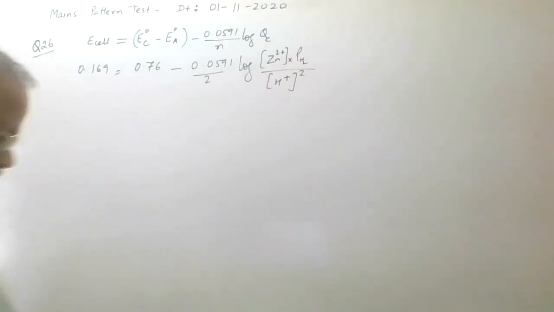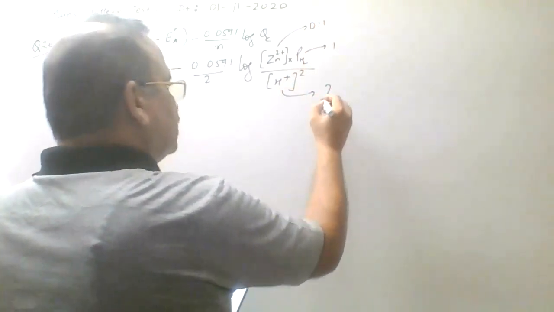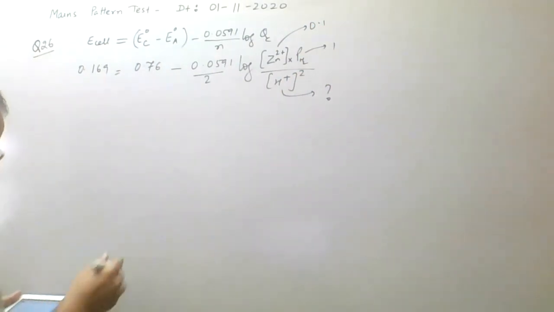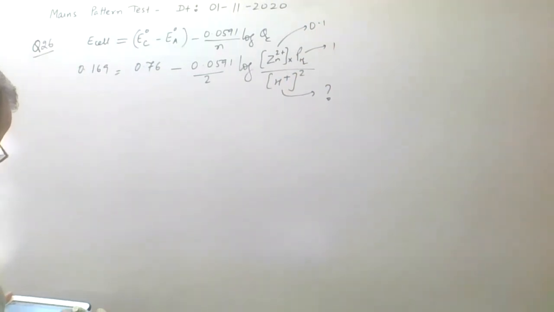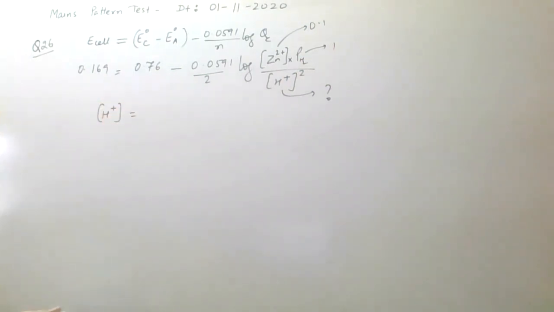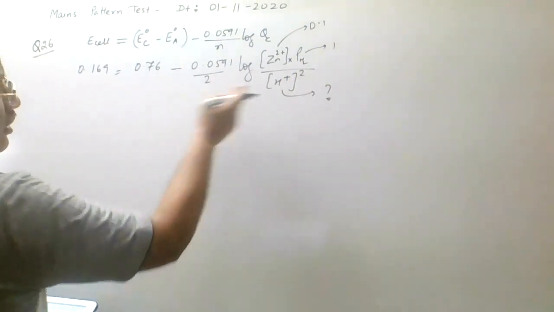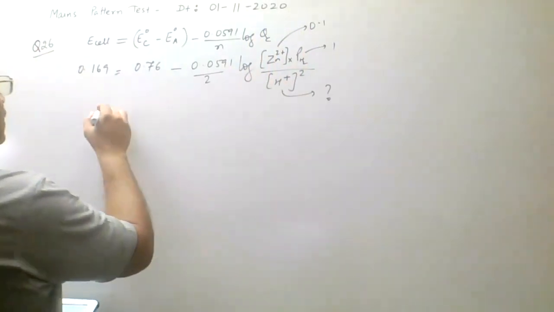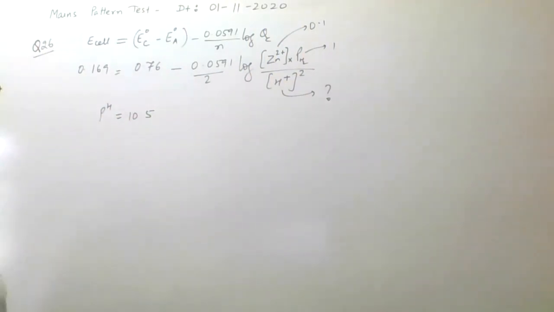Now in the question, the EMF is given to us as 0.1, and we have to calculate the H plus ion concentration, and we'll get the answer. From this we can calculate the H plus ion, and then from the H plus ion we can get the pH of the solution. So we can calculate that directly. We are given 0.1, we have to calculate the H plus ion, so the pH will be equal to 10.5. That is for question number 26.